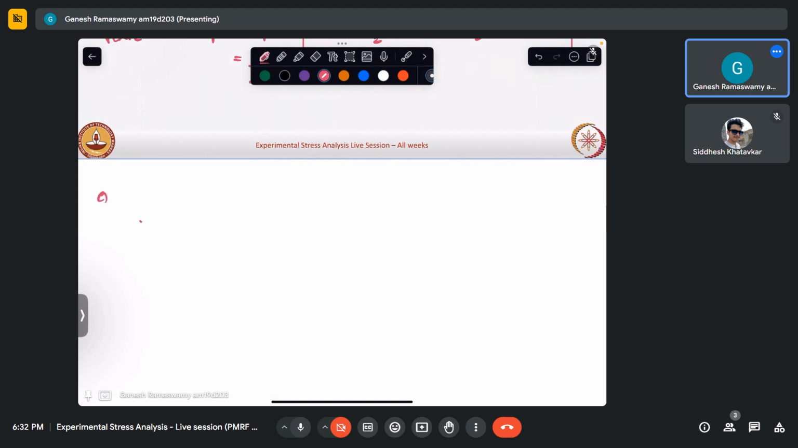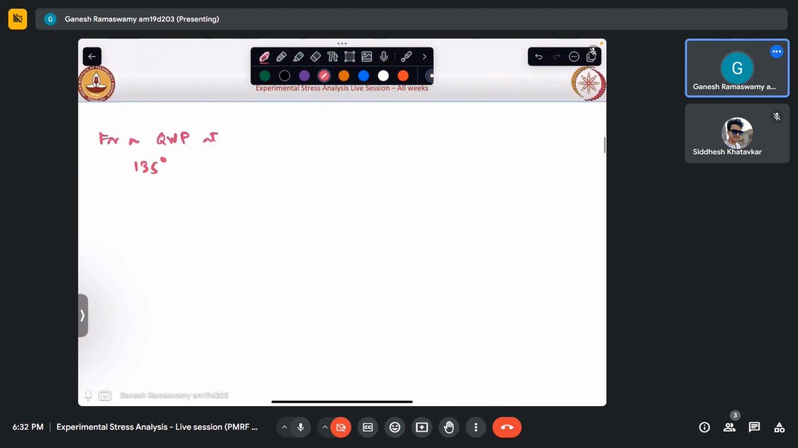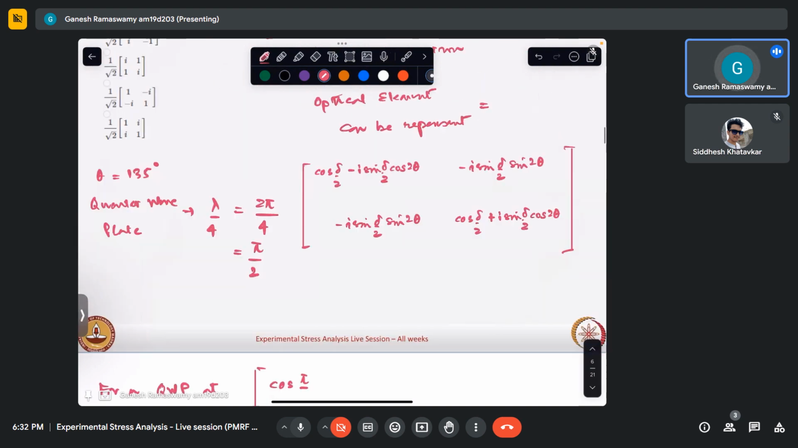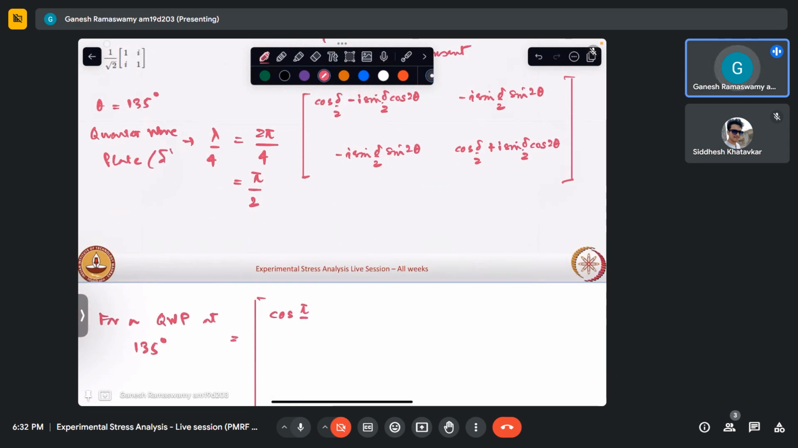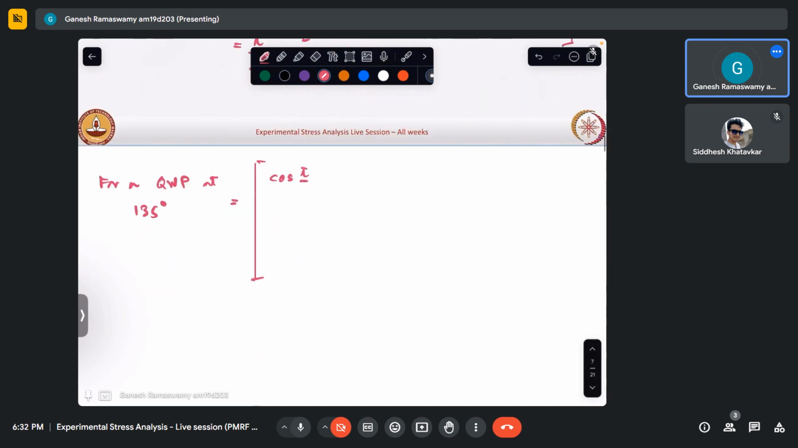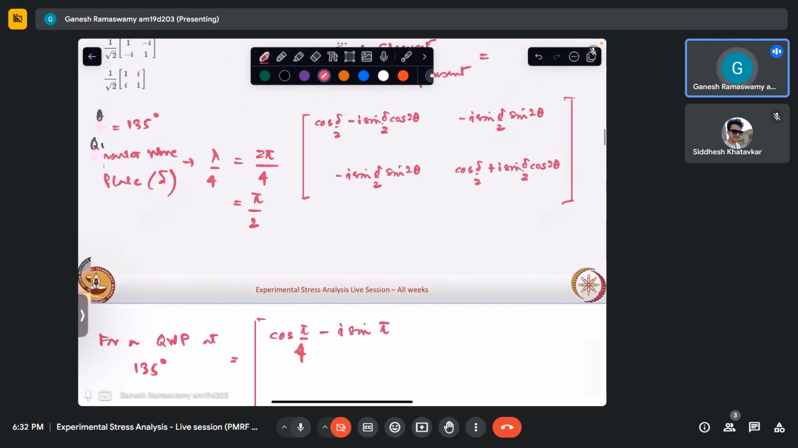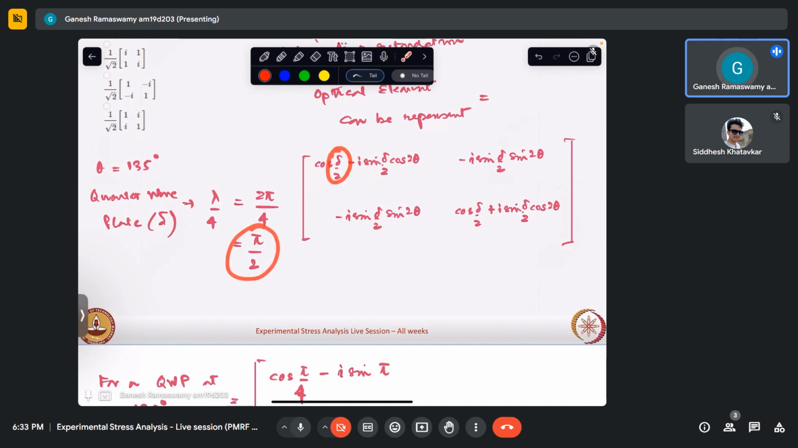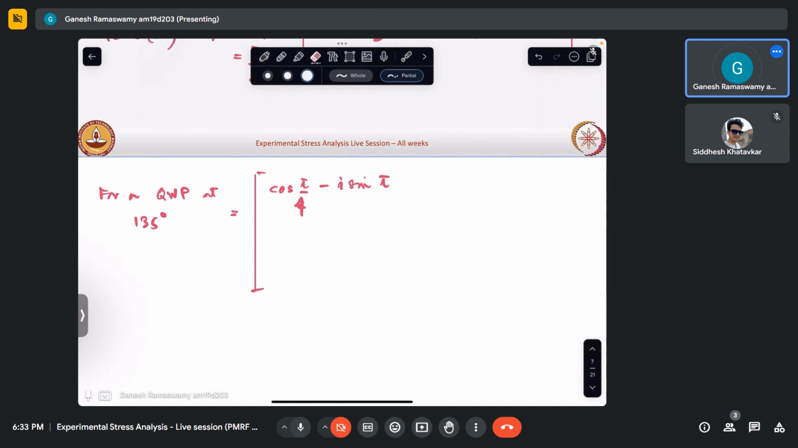So for a quarter wave plate at 135 degrees slow axis, it will be cos delta by 2, and this delta is the retardation. Retardation is pi by 2, minus i sine, sorry, pi by 2. So this will be 4. I hope you understand. This is delta, this is delta by 2. So it will be pi by 2 by 2, which is pi by 4. So it will be cos pi by 4 minus i sine pi by 4 cos 2 theta.